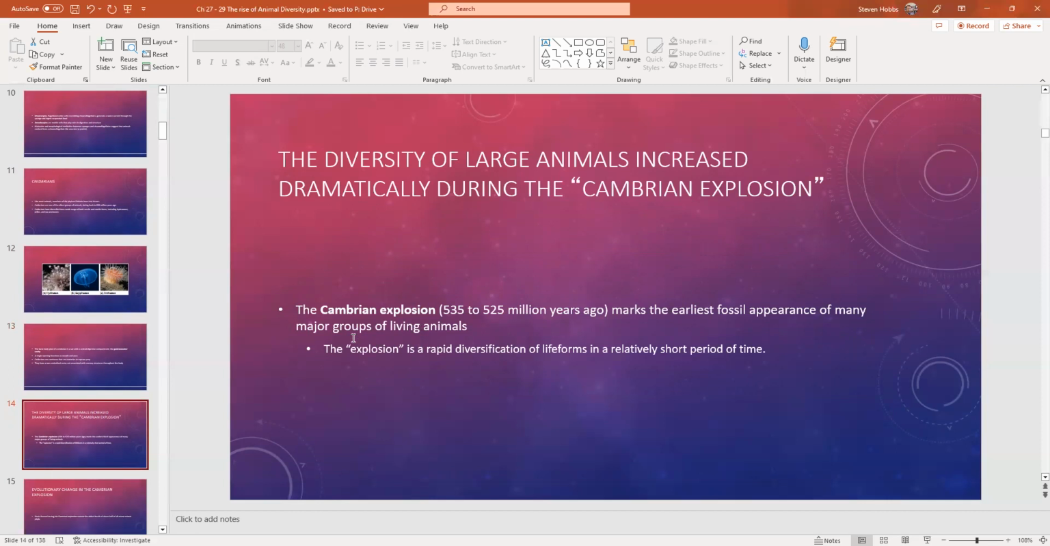Now, there was a period of time known as the Cambrian Explosion. This was after the Precambrian. The Precambrian did start to see life, of course, arise. But during the Cambrian Explosion, this is where we start seeing the fossil appearance of many of the major groups that we still see today. So this explosion was a rapid diversification rather than an actual explosion. Rapid diversification of these life forms means that they started an arms race.